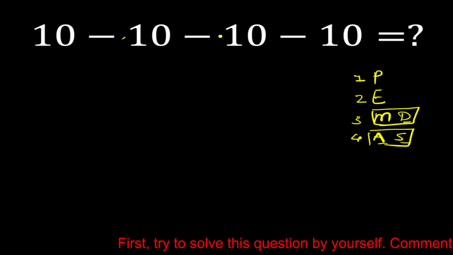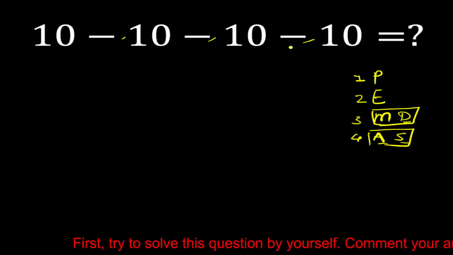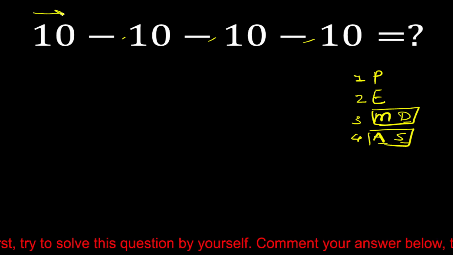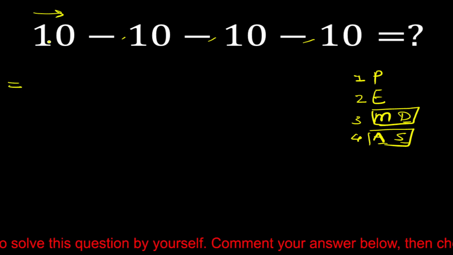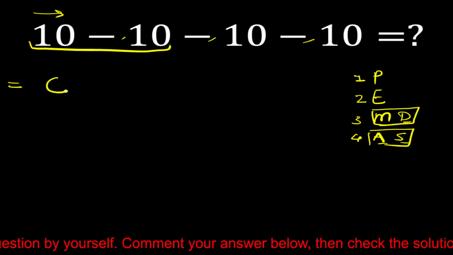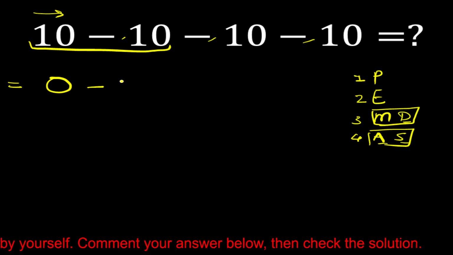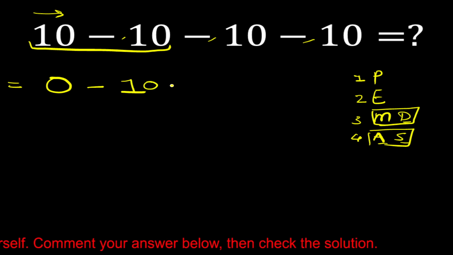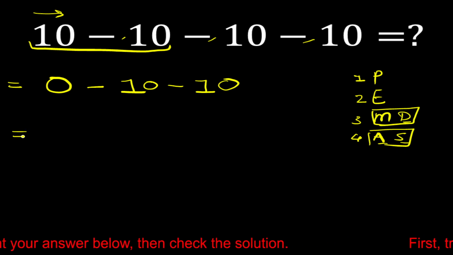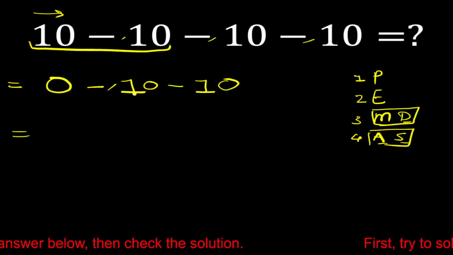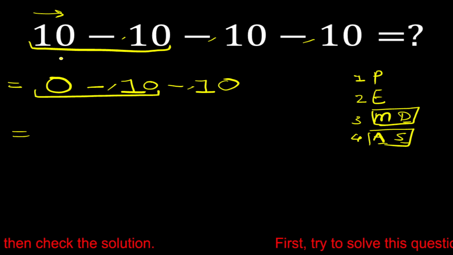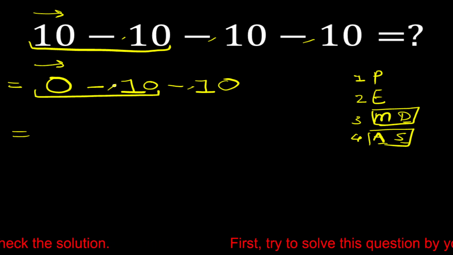So here is a subtraction, here is a subtraction, and here is a subtraction, okay? So all have equal priority, so we have to solve it from left to right, okay? So first we have to solve this part. 10 minus 10 is equal to 0. Minus 10 minus 10, okay? Now here is a subtraction and here is a subtraction, both have equal priority, so we have to move from left to right. So first we have to solve this part.